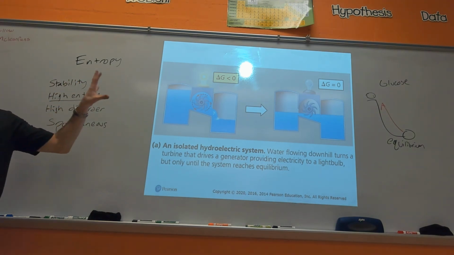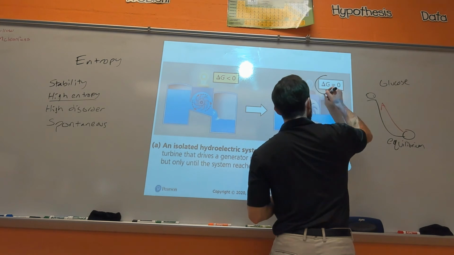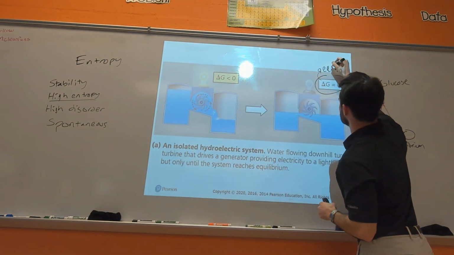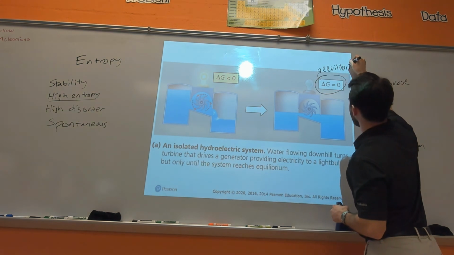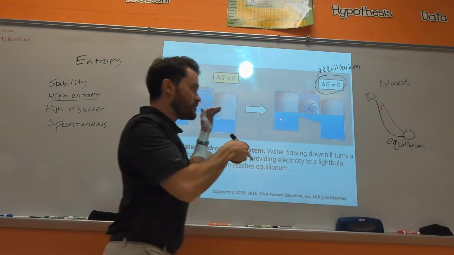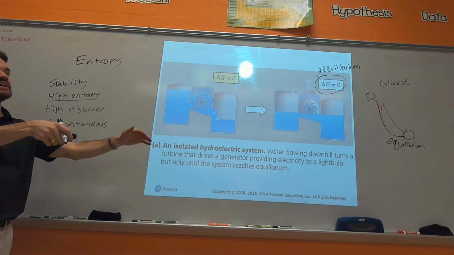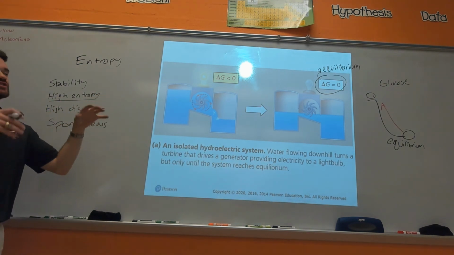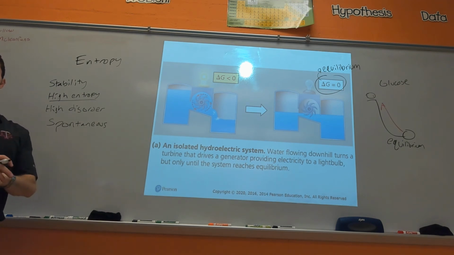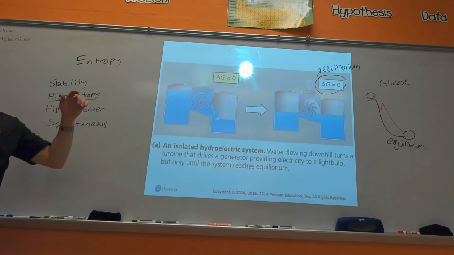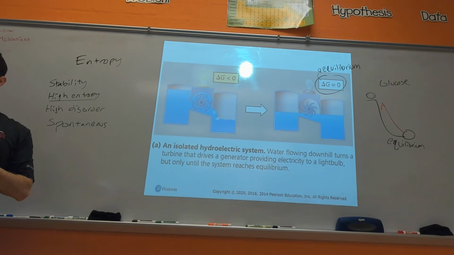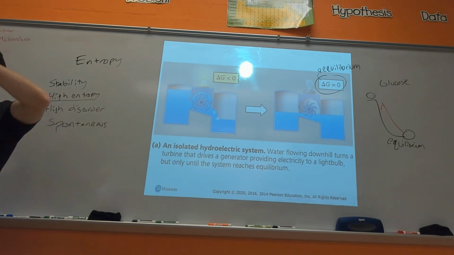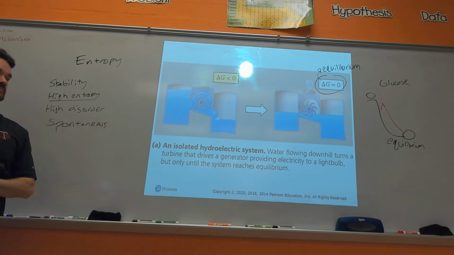And now notice here, this is when delta G is zero. I haven't said this so far. Delta G is zero when you're at equilibrium. Notice the water level is the same. That means you're at equilibrium. You can no longer spin that turbine. So now everything is stationary. Delta G is zero. The light is not on anymore. It's not a positive delta G because we're not going uphill. It's just everything is at equilibrium.